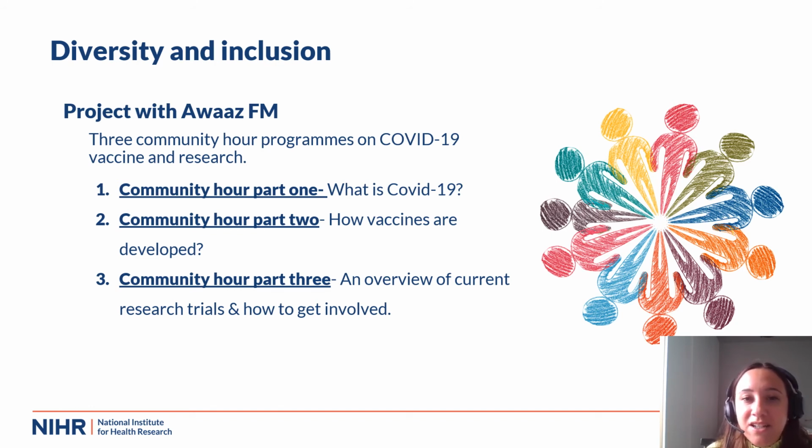The first session looked at what is COVID-19, so it gave an explanation from each of the panel members. The second one moved into how the vaccines had been developed. So it was thinking about answering questions around how products had been licensed so quickly in public opinion. And the final session gave an overview of the different research projects that we had available at that time and how members of the public could get involved and find out more. So this is just one example of how we've tried different ways to spread the message about research and reach a different community.